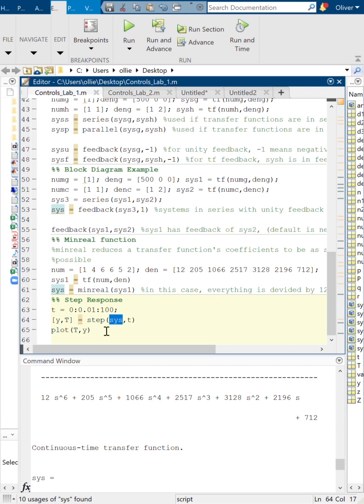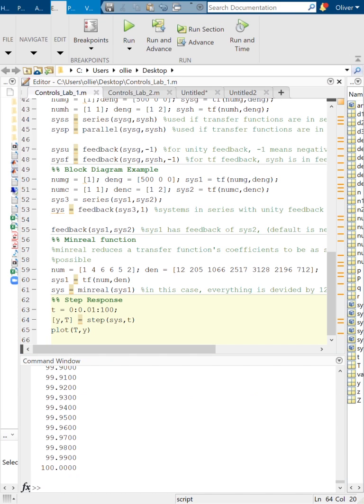We use the previous system from the minreal function, and then we can make the arrays for the displacement, if you will, for y and the time. And then using these two arrays, we can plot, and we get the following response here.